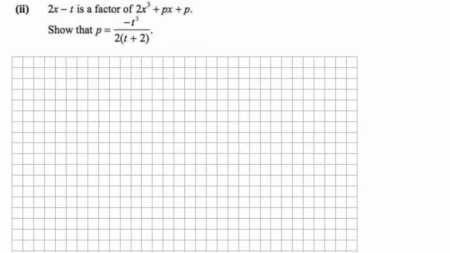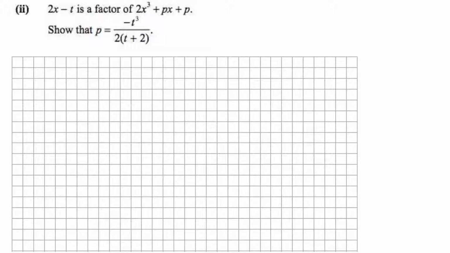So part 2 of this question, 2x minus t is a factor of this. Show that p is equal to minus t cubed all over 2 times t plus 2. Now there are 2 methods to doing this, and what I would generally say when there are 2 methods, especially when these 2 methods are either using the factor, which we've been given, or the root method is 99% of times much easier.